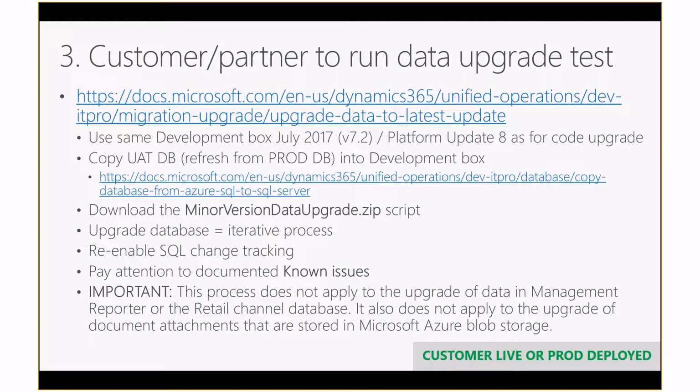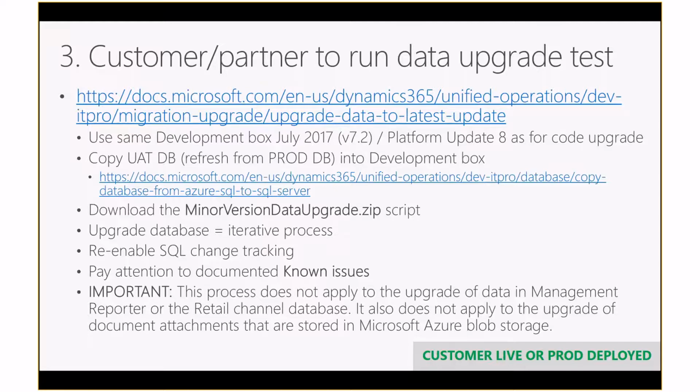So once you have the data in the dev box, then again, everything is explained in detail in a separate docs article, which the first article refers to. And this is the one that I highlight here at the top. So then you have to do the actual data upgrade. And for this, there is a specific package, the minor version data upgrade.zip file, that you have to extract from the latest binaries.